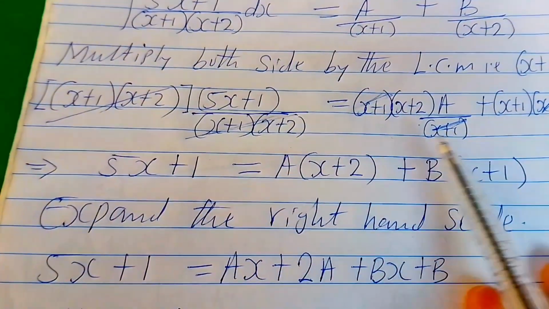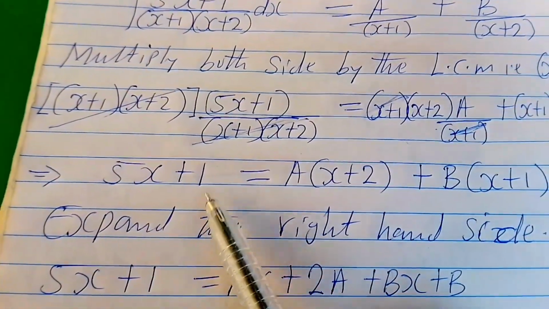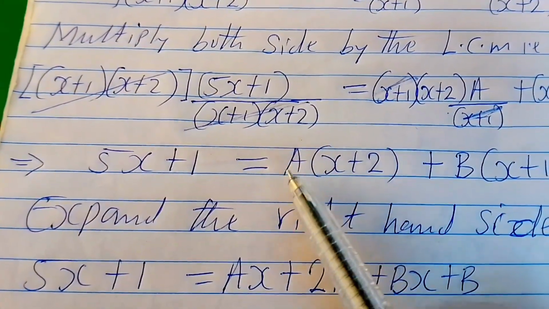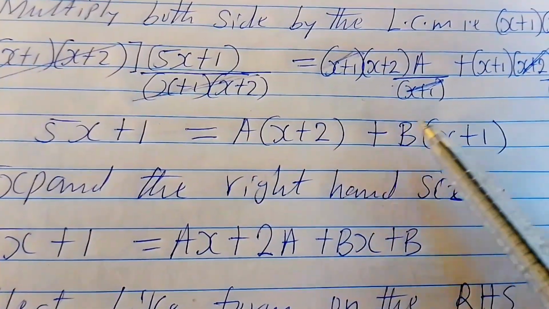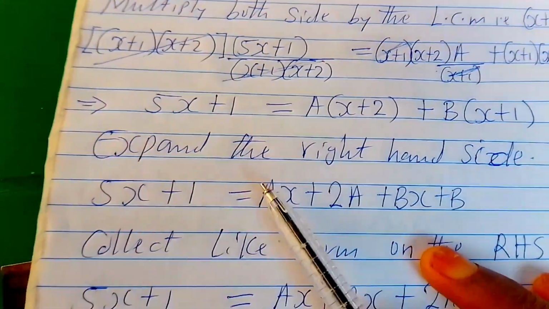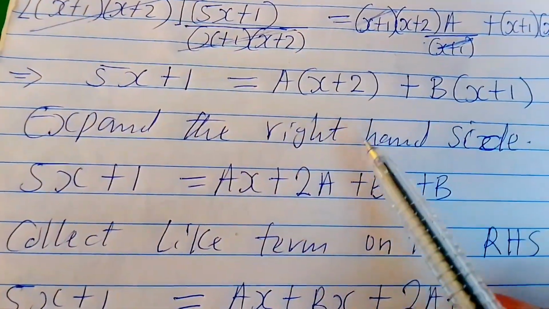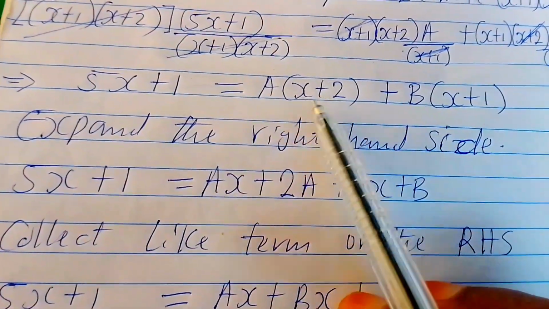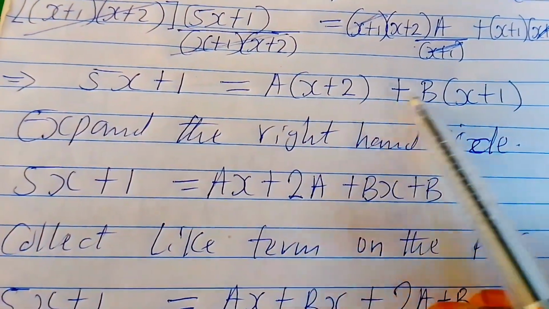Now at this point in time, what we have is 5x plus 1 equals a(x plus 2) plus b(x plus 1). Now at this point, what you are going to do is to expand the right hand side. We are going to expand this right hand side so that I can clear out the brackets.